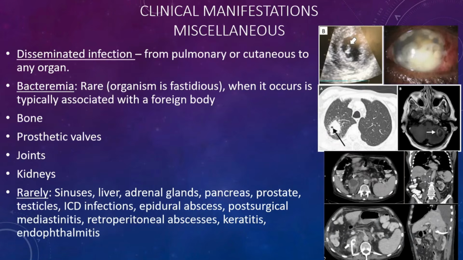Miscellaneous infections involve dissemination from a pulmonary or cutaneous site to really any organ. Bacteremia typically occurs mainly when the infection is associated with a foreign body. Bone disease has been described. Prosthetic valve involvement can occur. Joints or kidneys also, and these other miscellaneous sites, including ICD infections, mediastinitis, keratitis, pancreatitis, endophthalmitis, and so forth.